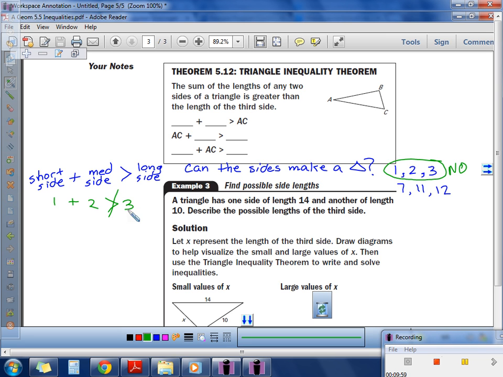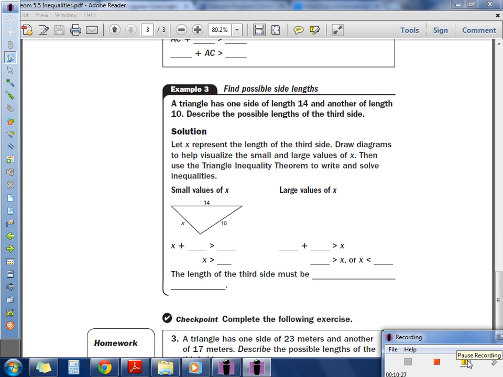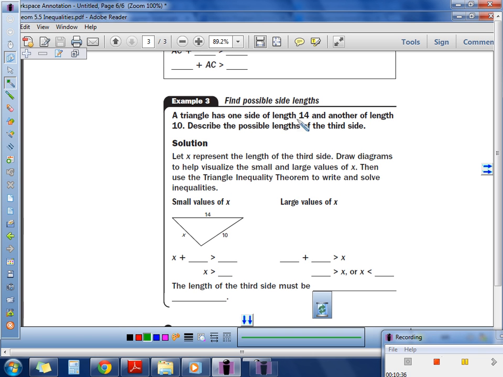Now the next set, is 7 plus 11 greater than 12? Yeah. So these three can make a triangle. So we are good. Here's the other type of question that you will see on the test. Right now we're given two numbers on a triangle. We're given that one side is length 14 and another is length 10. We got to find the possible lengths of the third side. There's actually a range of numbers.